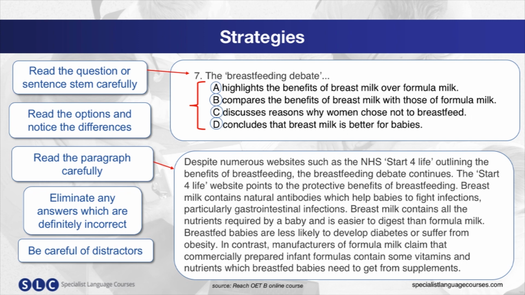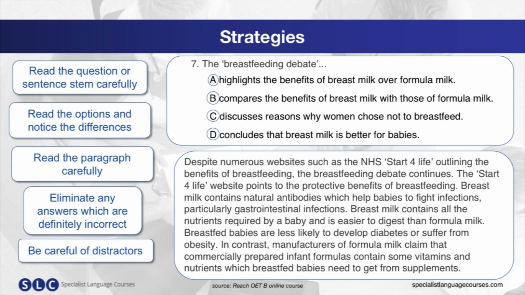If you have difficulty with distractors, you might want to think about reading and understanding the question and then reading the paragraph first without reading the options, so that you're not distracted by them. You can then try to summarize what you think is the answer to the question and only then read through the options and decide. This works better with questions rather than sentence stems like the one you see here. So let's take a look at an example question and have a go at doing it together.